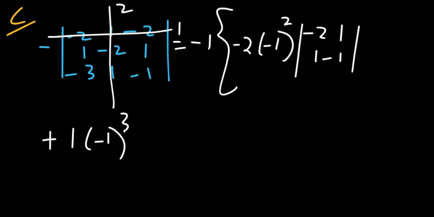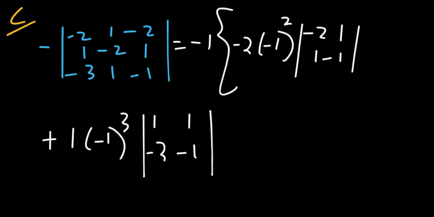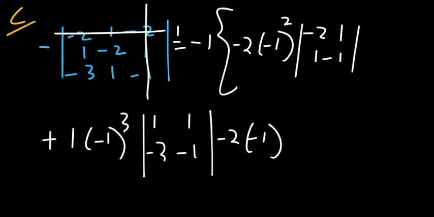1 plus 2 is 3. The leftover determinant is 1, 1, minus 3, minus 1. And the third element in that row is minus 2. The cofactor is minus 1 to the power of row 1, column 3, 1 plus 3, which is 4. The leftover determinant is 1, minus 2, minus 3, 1.